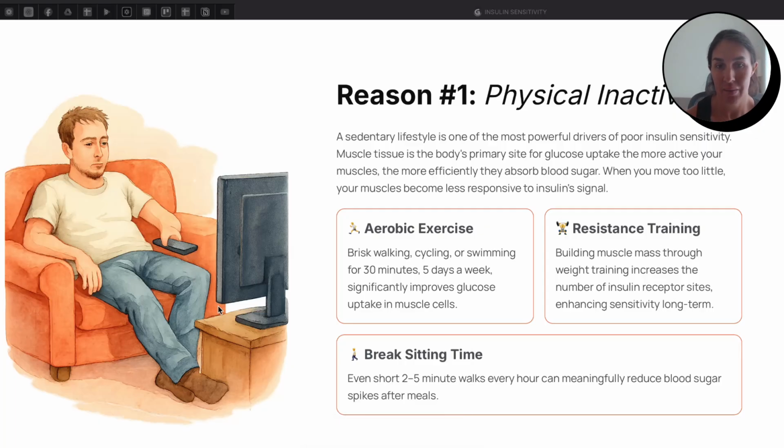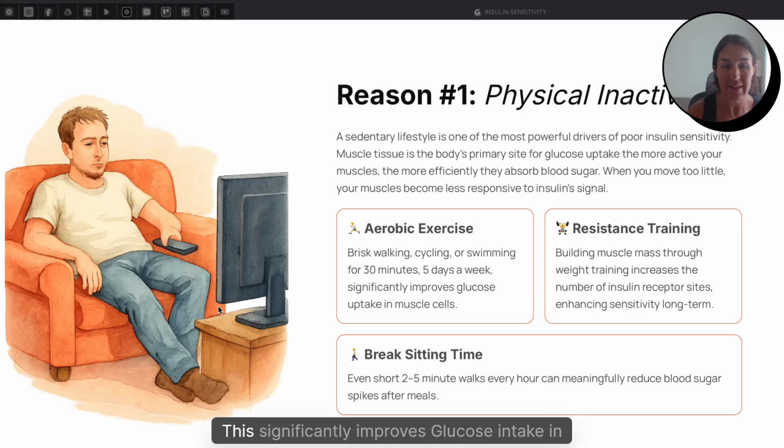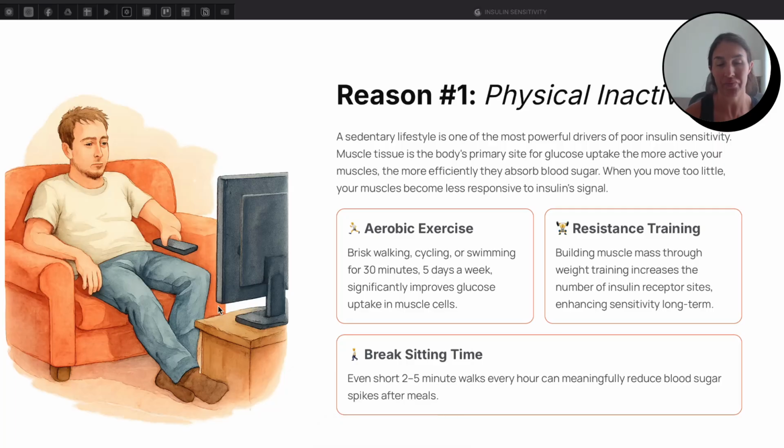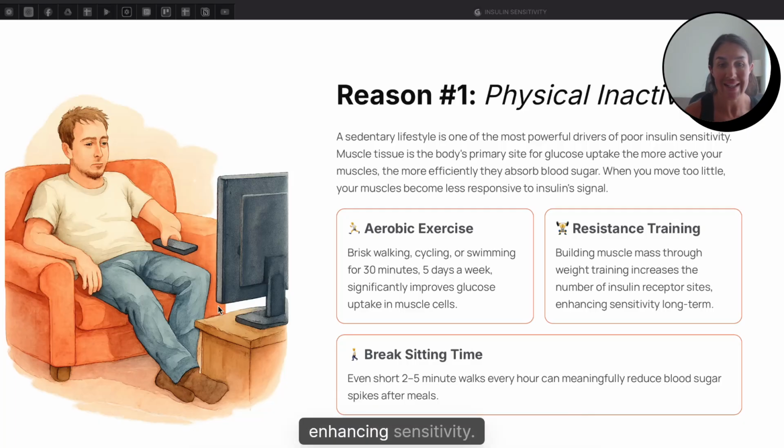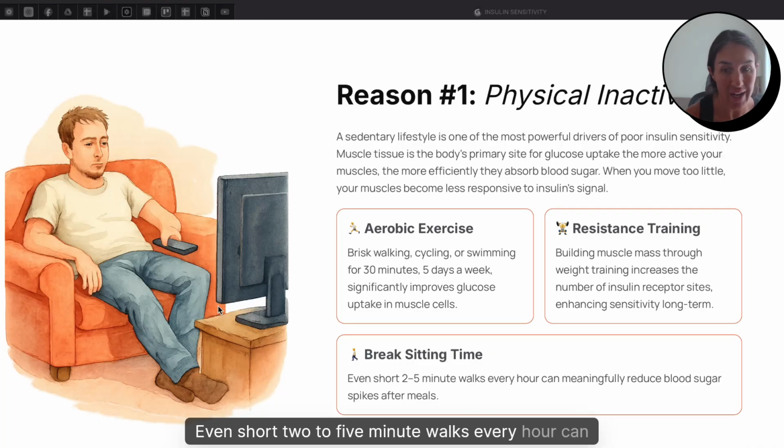So, what can we do? Aerobic exercise, brisk walk, cycling, swimming, weight training, yoga for 30 minutes, 3 to 5 days a week. This significantly improves glucose intake in muscle cells. As I said, resistance training. Building muscle mass through weight training increases the number of insulin receptor sites, enhancing sensitivity long term. Break sitting time. Even short 2 to 5 minute walks every hour can meaningfully reduce blood sugar spikes after meals.